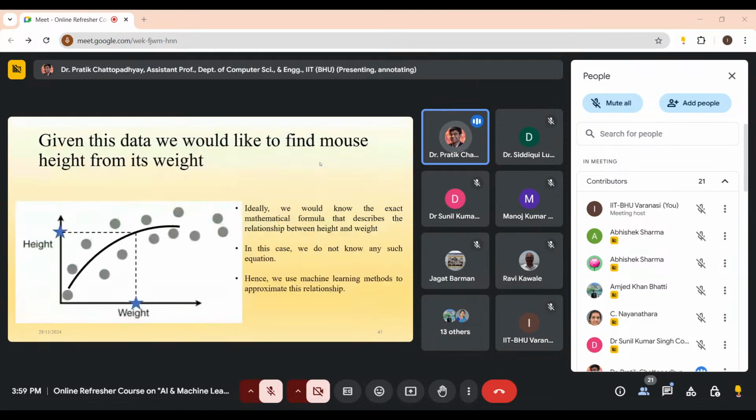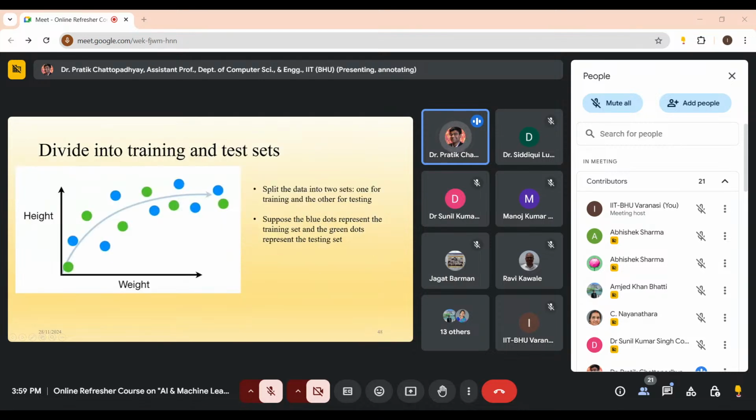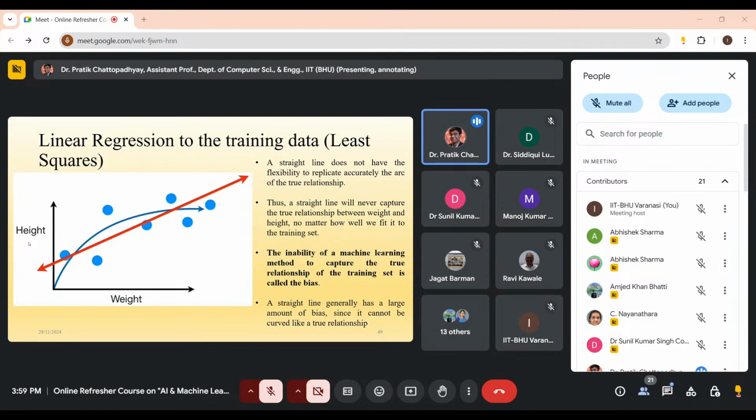Let's divide the entire data set into a training and test set. These blue dots represent the training set and green dots represent the test set. Now if we fit a line, let's say we use a single layer perceptron, we fit this straight line, which is shown here. This straight line does not capture the true relationship between height and weight.